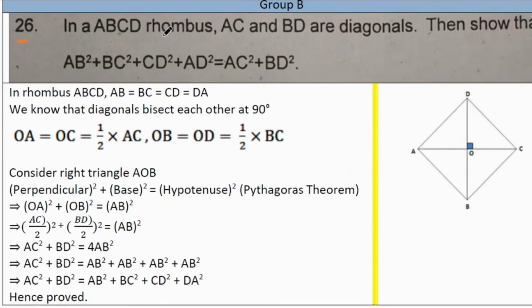26th question. In ABCD rhombus, AC and BD are diagonals. Then show that AB square plus BC square plus CD square plus AD square is equal to AC square plus BD square. To solve this problem, we have to use Pythagoras theorem, students. So just go through the procedure.